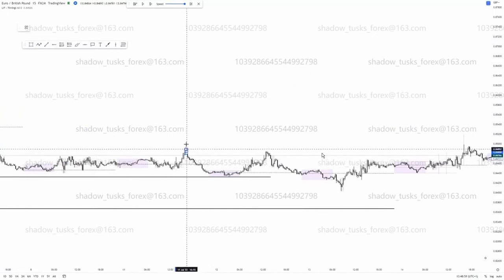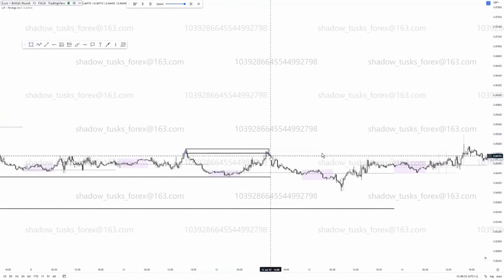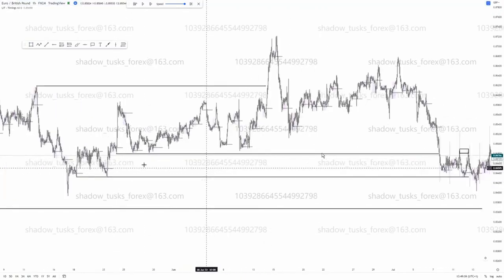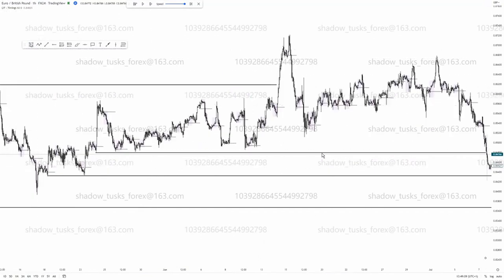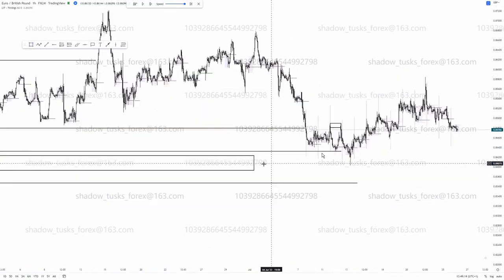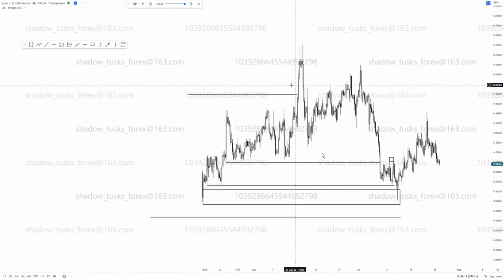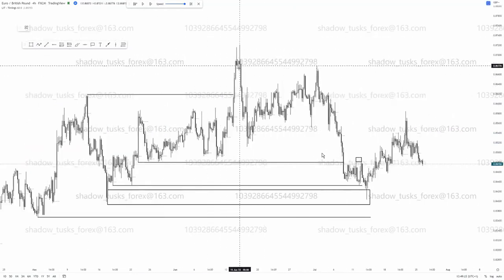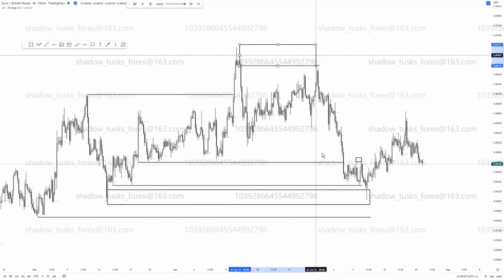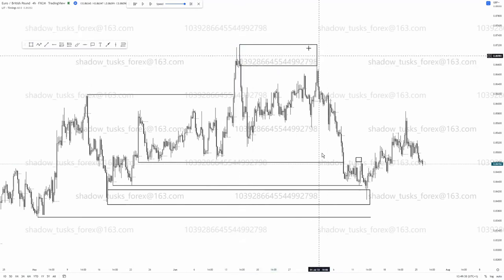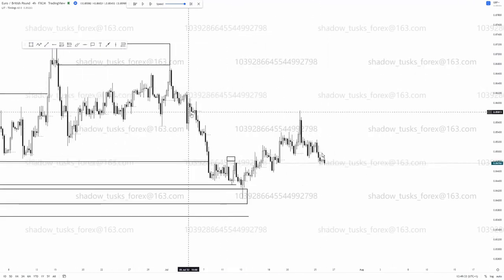We covered this in the previous week. Very nice. And then obviously we had our false reaction from this liquidity here that came down and mitigated our H1 zone. So now we were trading away from this, but we know that overall we should be trading away from this completed lit cycle here on the higher time frame. So we're trading away from that. Lovely.